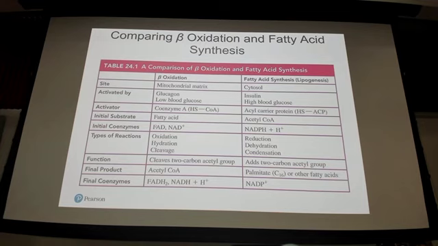Any questions about this chart? All right.